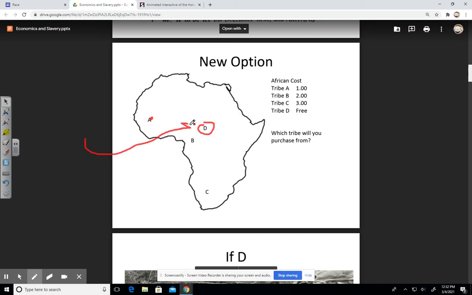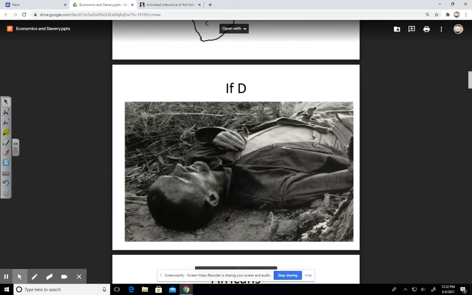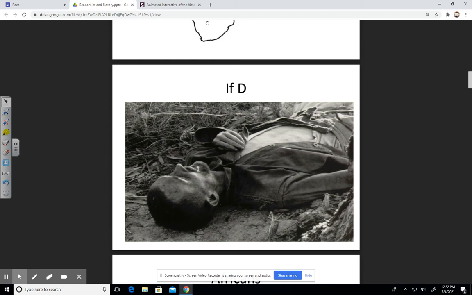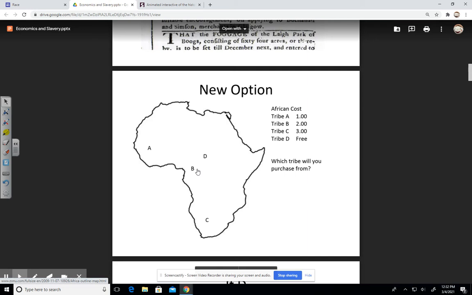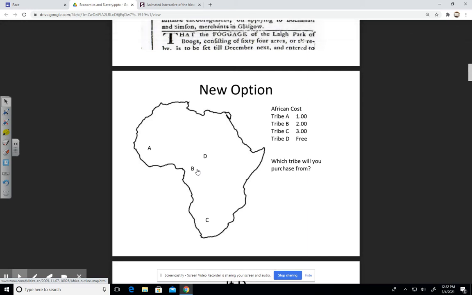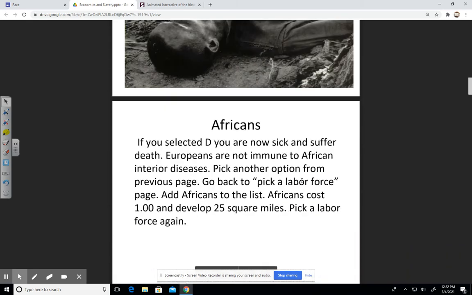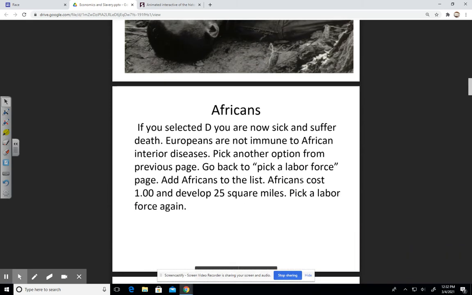If you're going to say you're going to go to D because it's the cheapest, then that means that you are going to have issues because Europeans are going to have a difficult time going into the interior of Africa to capture some of those slaves. And this is the part where things get a little tricky. You notice I put a dollar value to each tribe, and you come to find out that Africans participated in the slave trade as well.